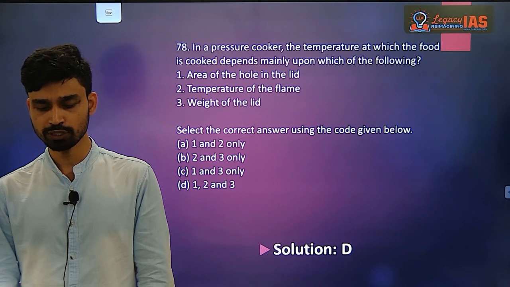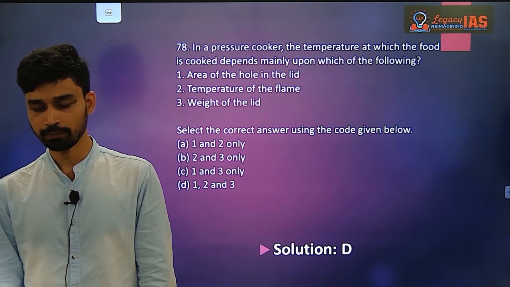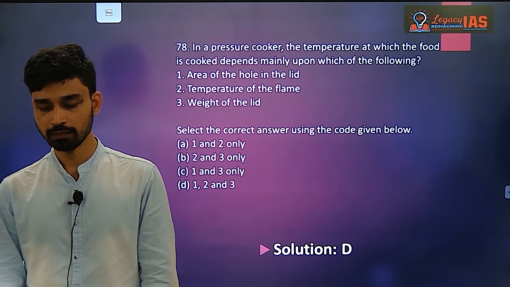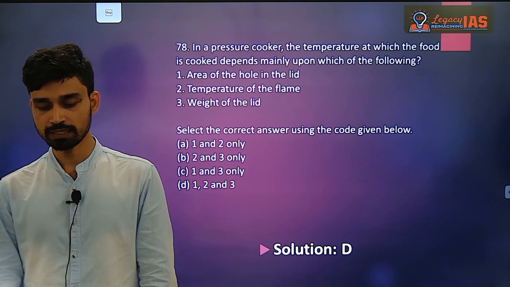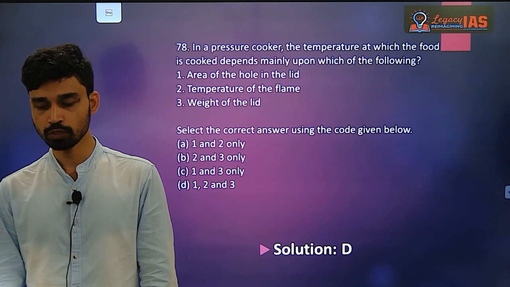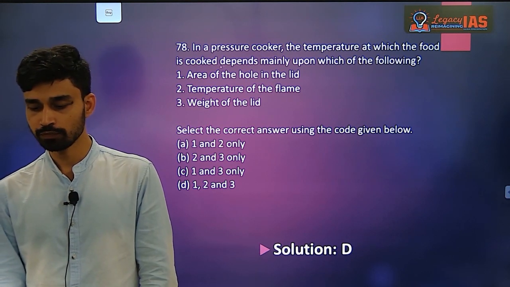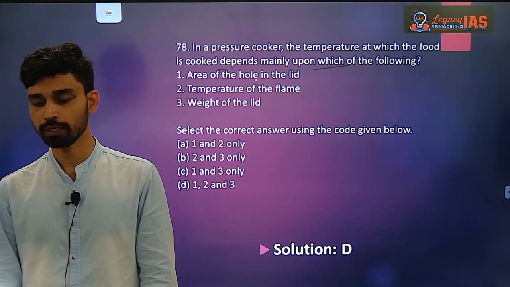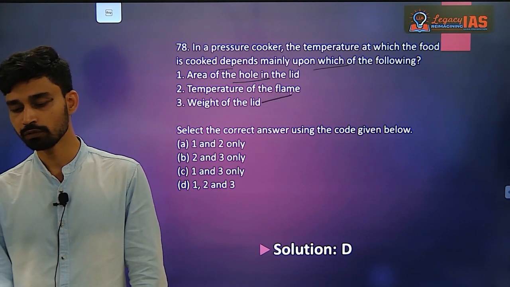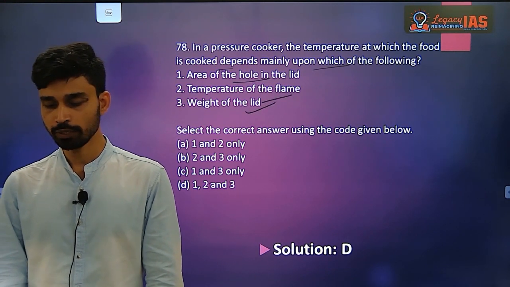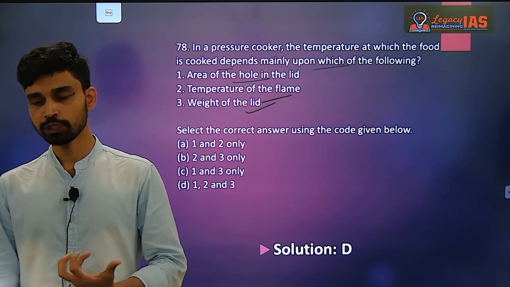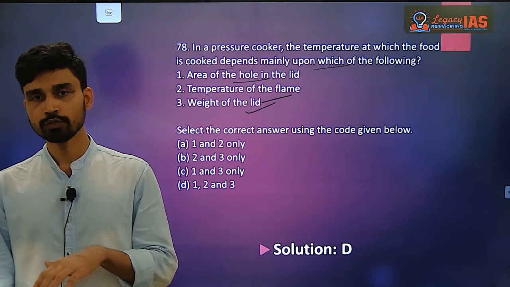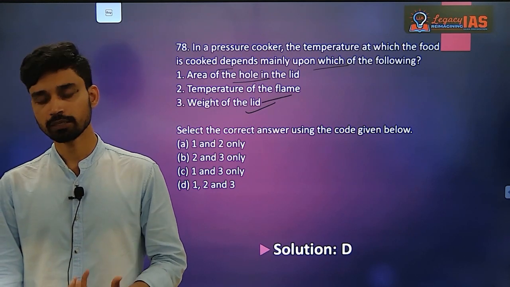Then coming to question 78, that is regarding the pressure cooker. Again, this is a very basic question, which can be solved even by use of common sense. The question is that in a pressure cooker, the temperature at which the food is cooked depends mainly upon which of the following: area of the hole of the lid, temperature of the flame, or the weight of the lid. So, the pressure cooker works on the principle that we try to build a pressure inside so that food can be cooked very easily.